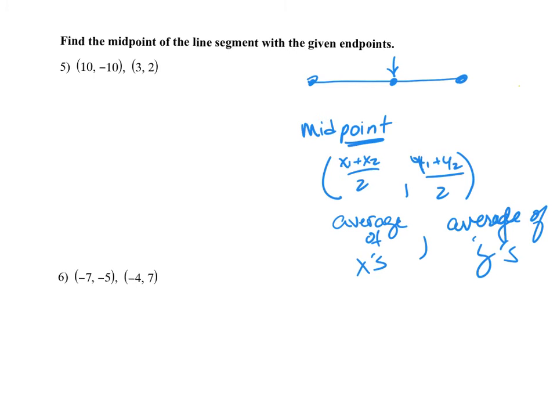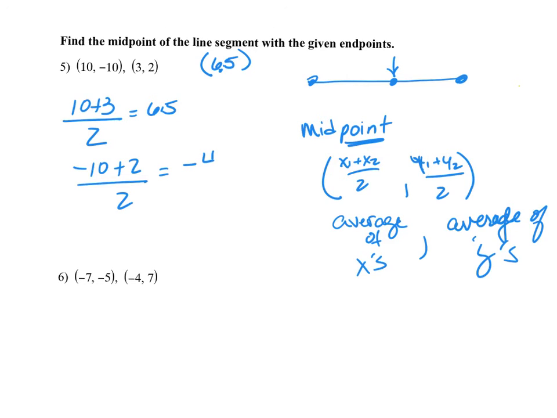Everybody understand that? Here, what's 10 plus 3 divided by 2? That's going to be 6.5. So your midpoint is going to start, the x of the midpoint is going to be 6.5. Everybody get that? And negative 10 plus 2 divided by 2 is going to be negative 4.